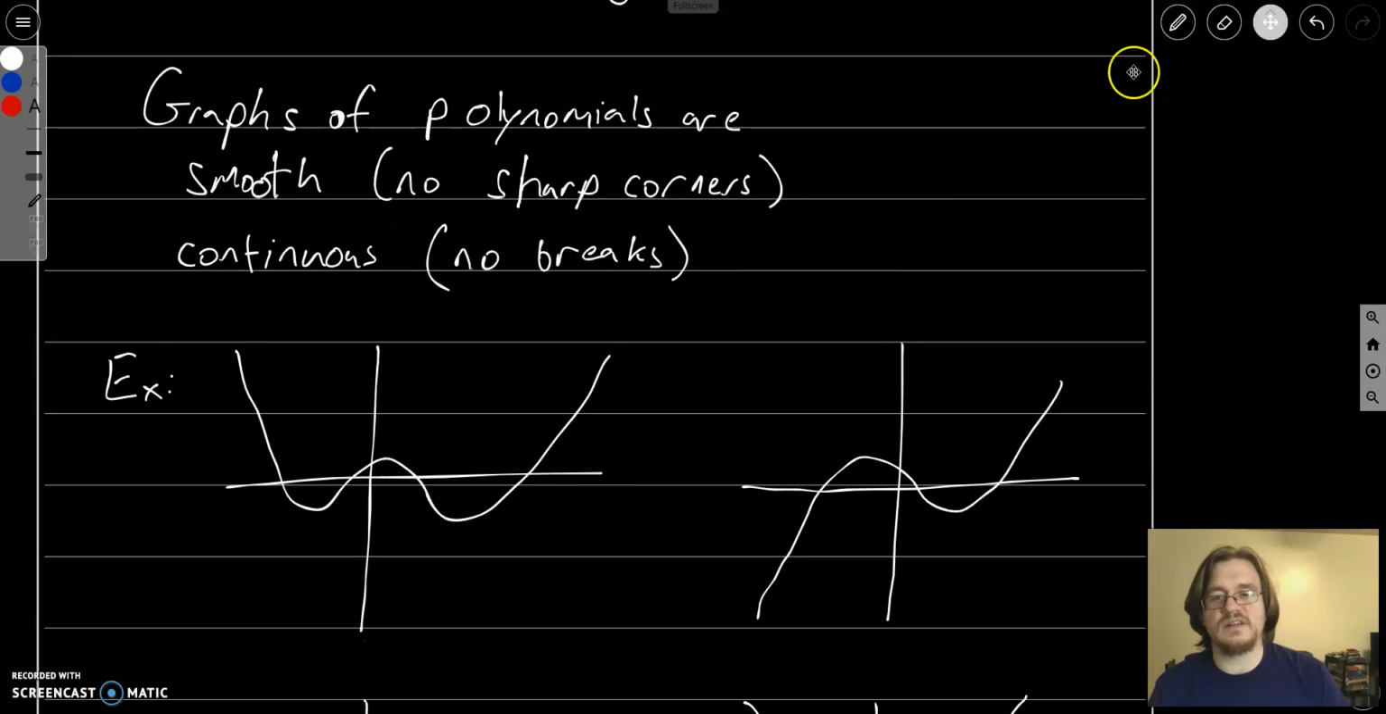So there's two rather important properties of graphs of polynomials. One is that they are always smooth.